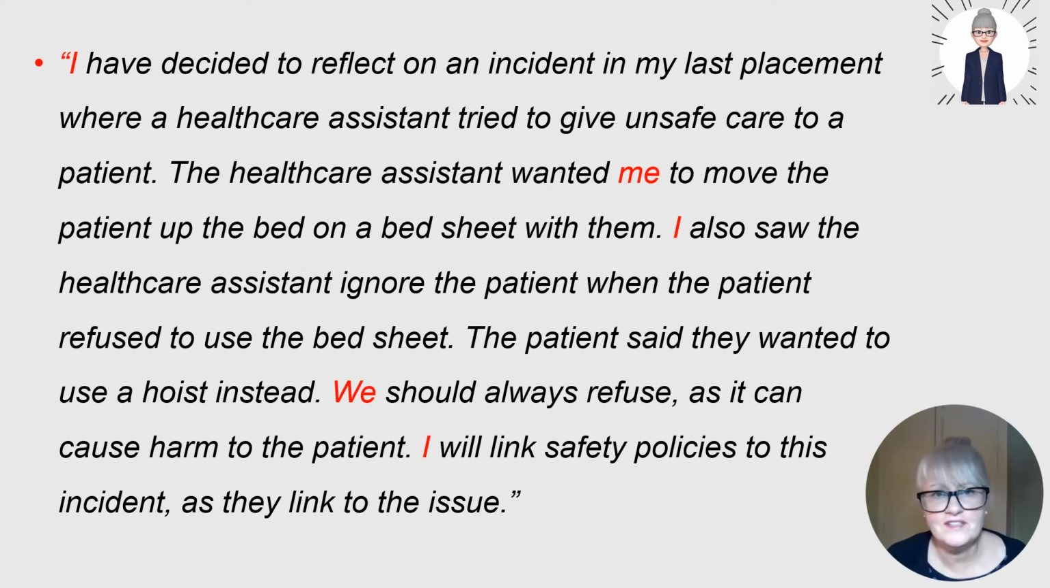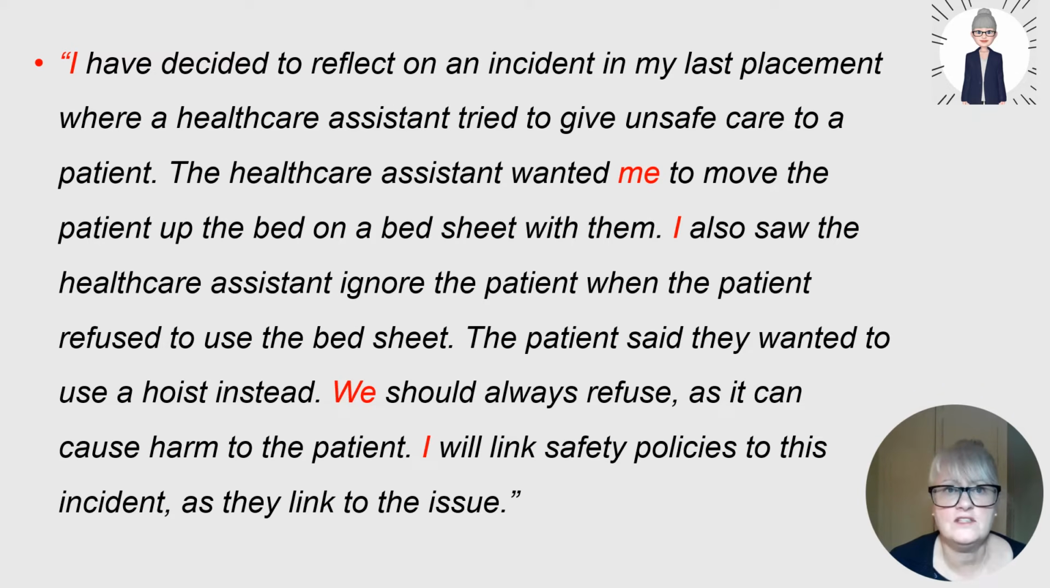So another comparison of first and third person. So this is everything on this page is first person. And it might link to an introduction, for example. So I have decided to reflect on an incident in my last placement where a healthcare assistant tried to give unsafe care to a patient.